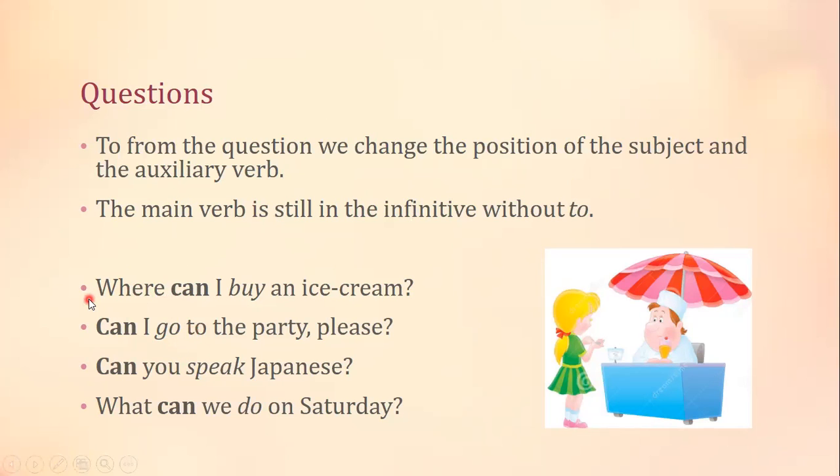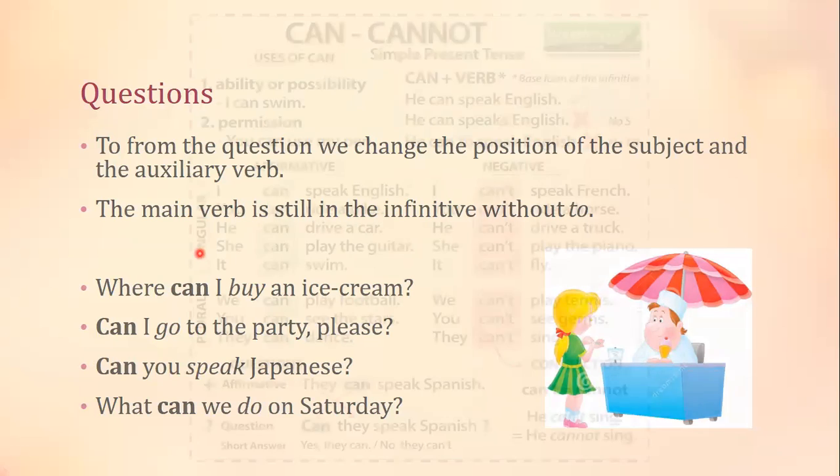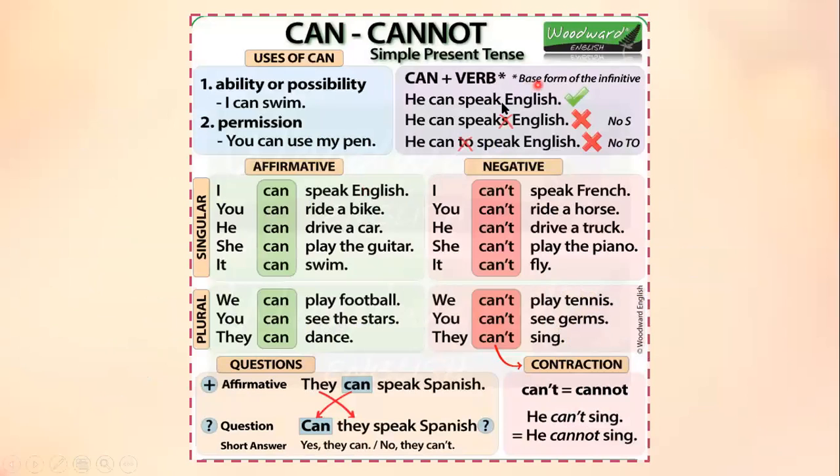Okay, so you can see, where can I buy an ice cream? Can I go to the party, please? Can you speak Japanese? What can we do on Saturday? And as a summary, a forma de resumen, pueden ver que tenemos los usos del can. Ahí sale también el permiso. Sí, nosotros cuando estamos pidiendo o solicitamos permiso, utilizamos el can.